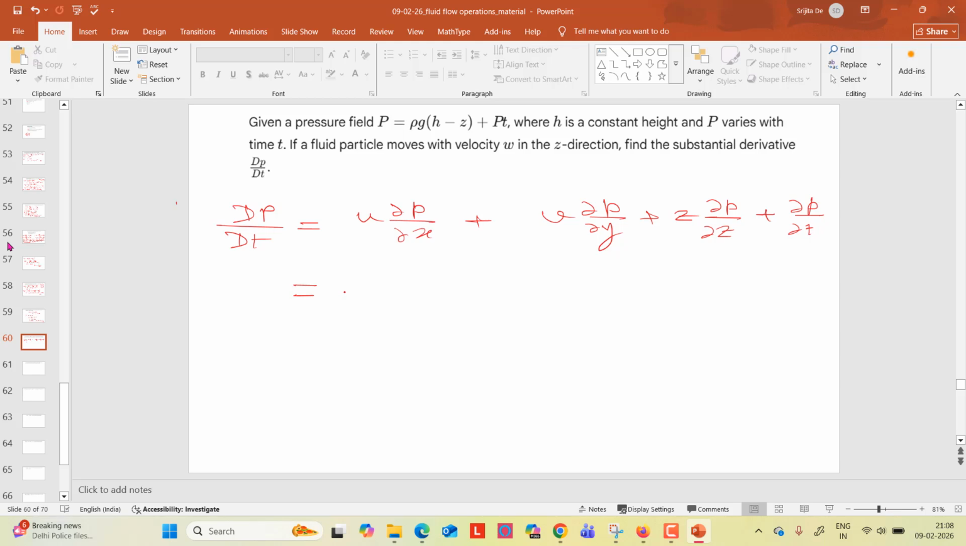there is no velocity component of u, so it is 0, v is also 0, so the z direction velocity component is w. So w ∂p/∂z is minus rho g, plus ∂p/∂t is p. So this is p minus rho g w. Okay, answer. This is the substantial derivative.